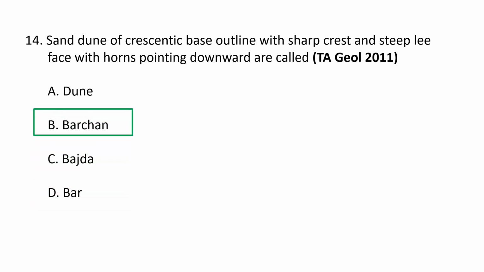Burchen. Burchen dunes are crescent-shaped sand dunes that form in flat landscapes with limited sand and unidirectional winds, and they are characterized by their steep slopes and horns that point downward.